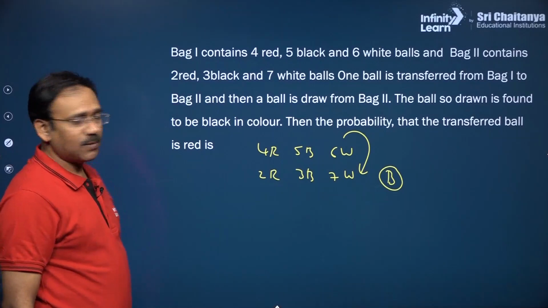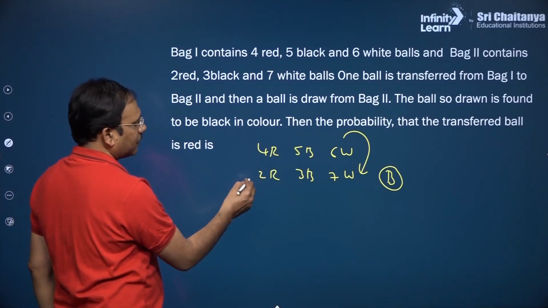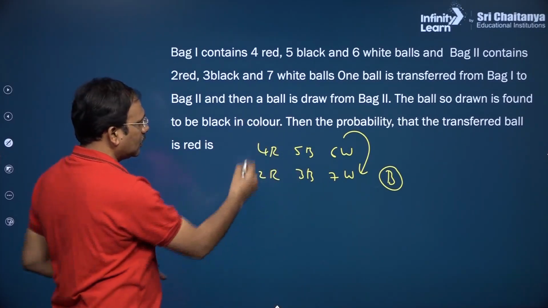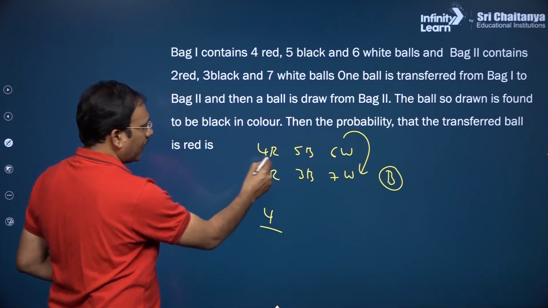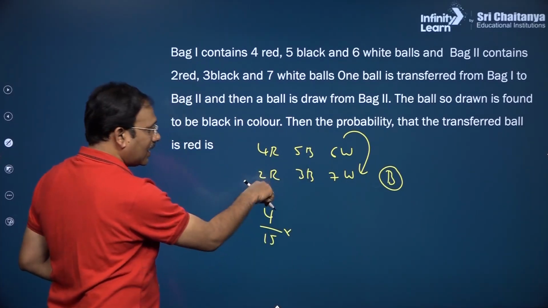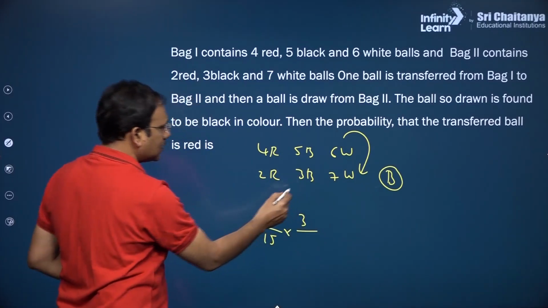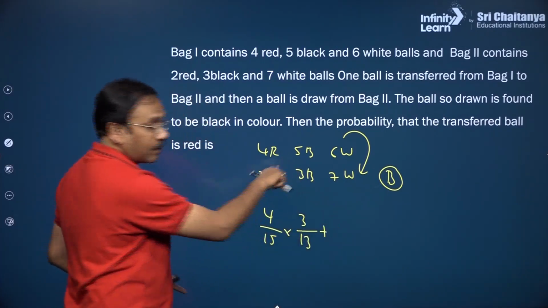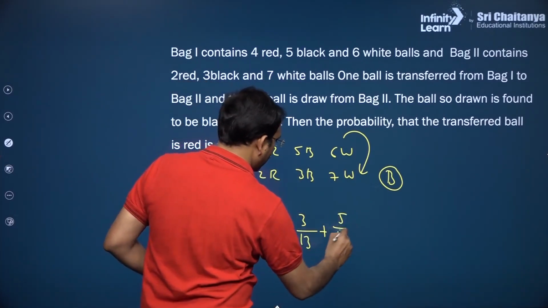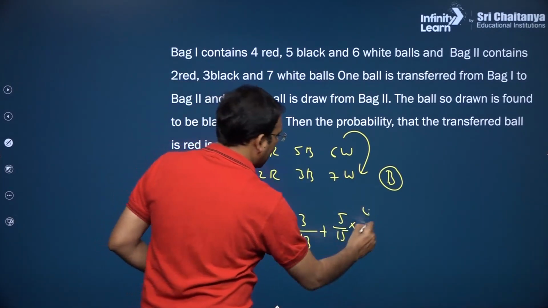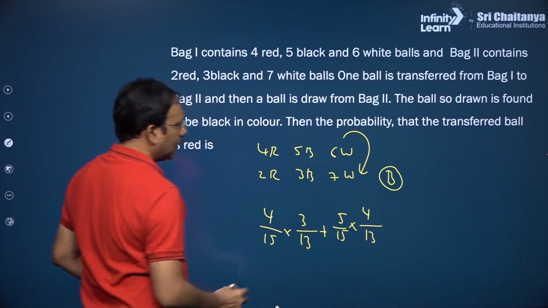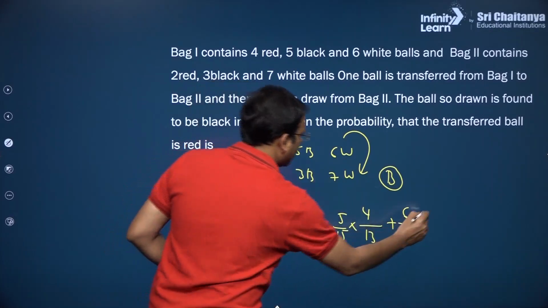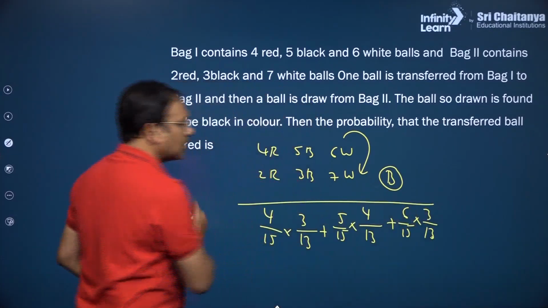Friends, first try to write the total probability. The ball that comes here may be red or black or white. Probability to be red is 4 by 15. Once one red is added, to get a black ball the probability is 3 by 7 plus 3, 10, 10 plus 3, 13. The probability to get a black ball is 5 by 15. When you get black, here to get a black ball the probability is 4 by 13. Next, the probability to get white is 6 by 15, then to get a black ball is 3 by 13. So this is the total probability.